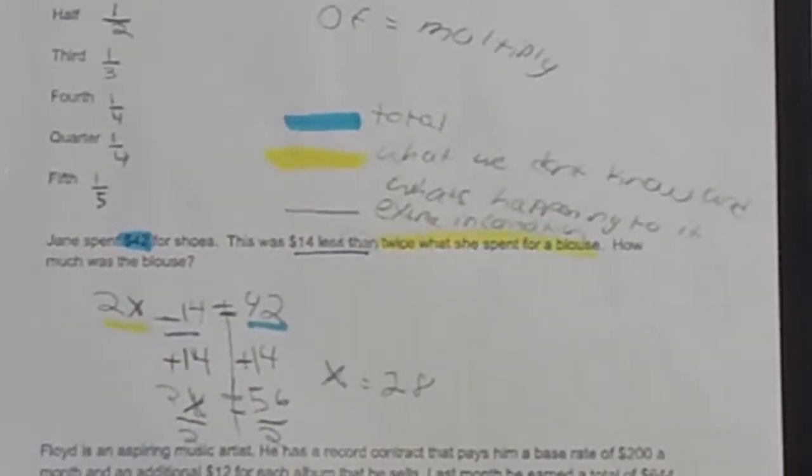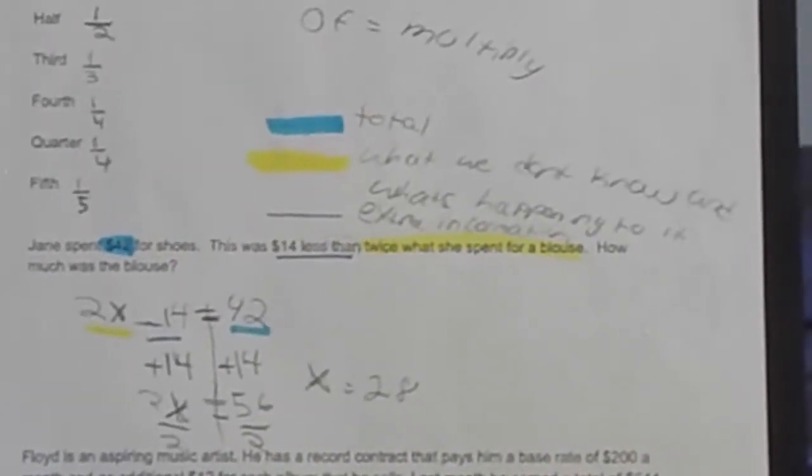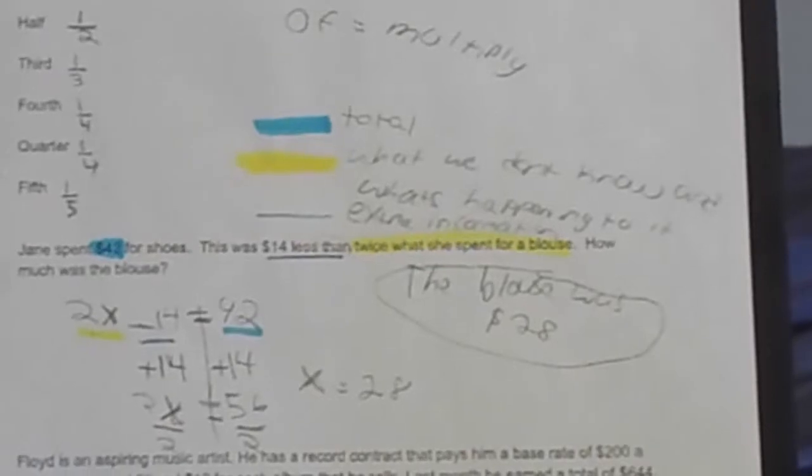So I know x is 28, but because this is a word problem, I may not leave this as my answer, because word problems require word solutions. So you have to answer the question. It says, how much was the blouse? You must say the blouse was $28. And that is your answer when it's a word problem.